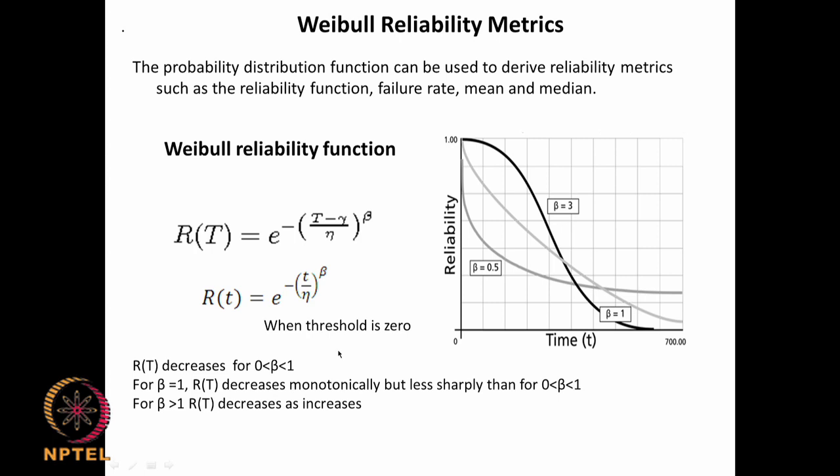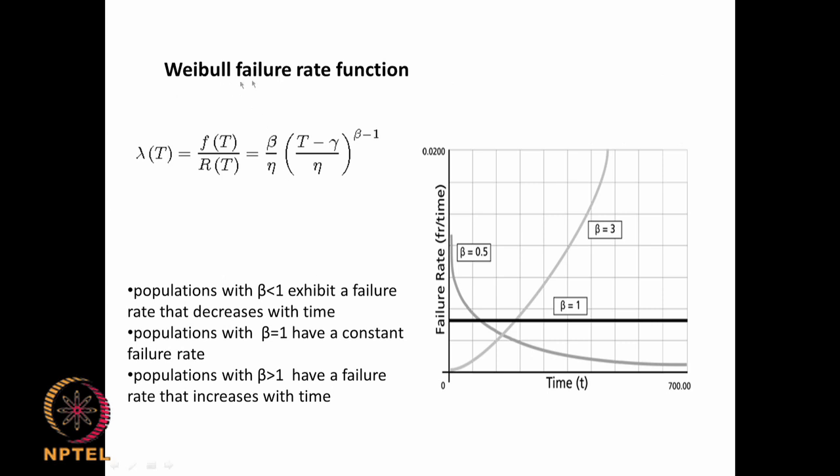Then we call the Weibull failure rate function, which is given by beta by eta times (t minus gamma) divided by eta, raised to beta minus 1. If I remove gamma, it will become beta by eta times (t by eta) raised to beta minus 1. If beta is less than 1, the failure rate decreases with time. If beta is equal to 1, failure rate is constant with respect to time. If beta is greater than 1, failure rate increases with time.